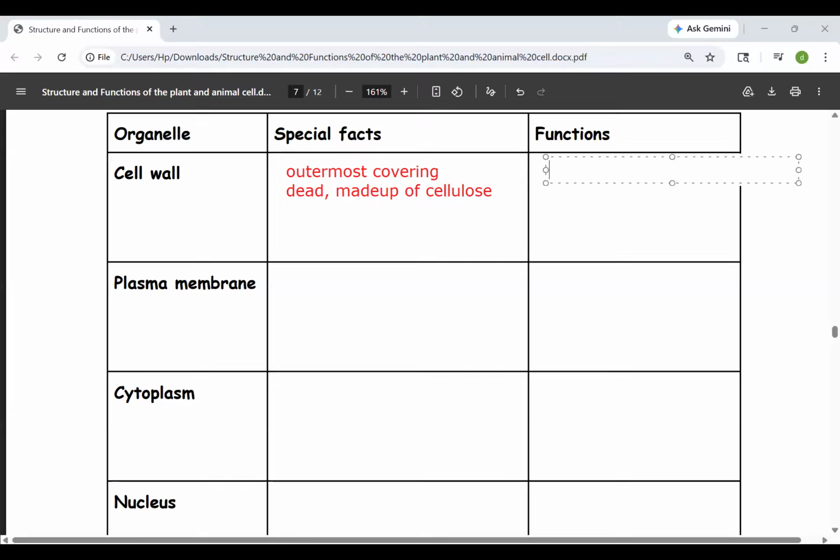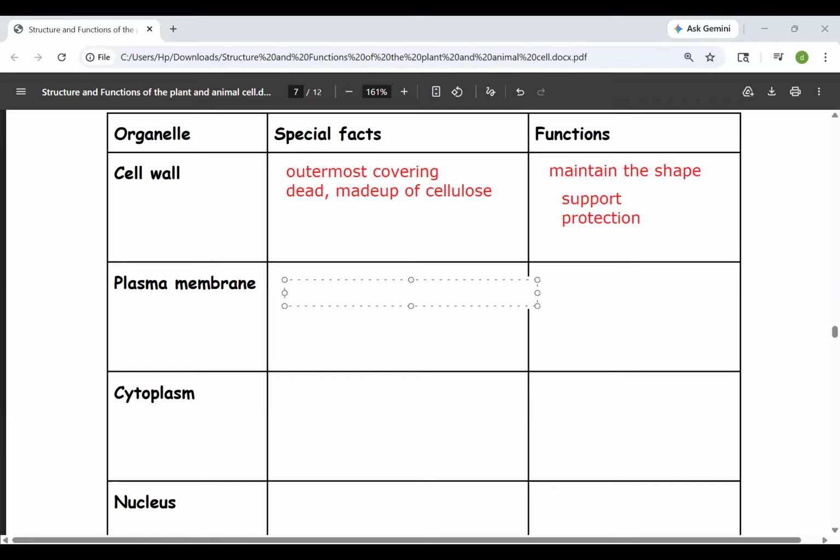Then functions we will write. Maintain the shape of the cell. Maintain the shape. That's enough. The cell we know that. Then support. Next one, support. Last one, protection. See how easy these things are to study, and protection, right? That is the things regarding the cell wall, right?